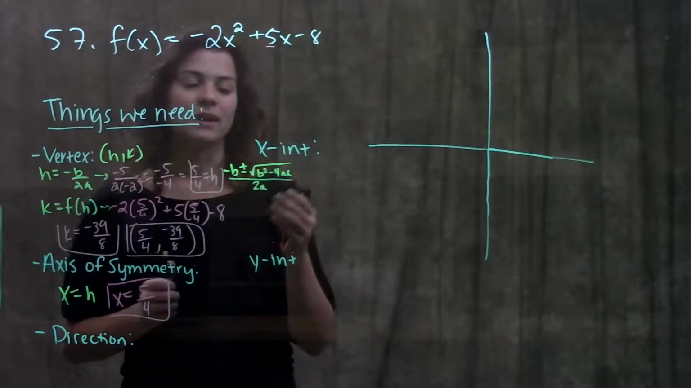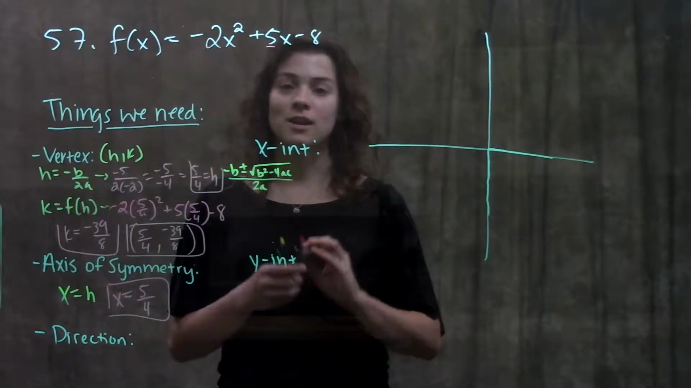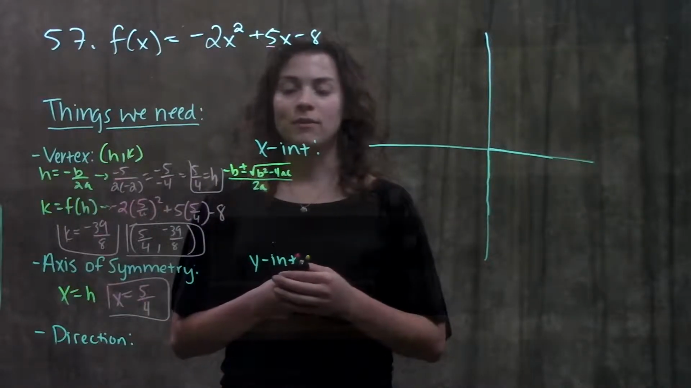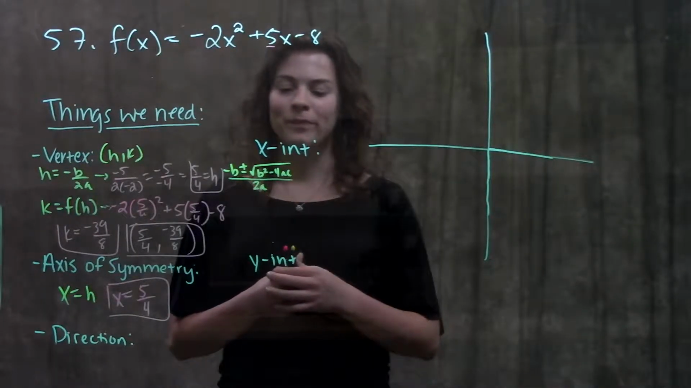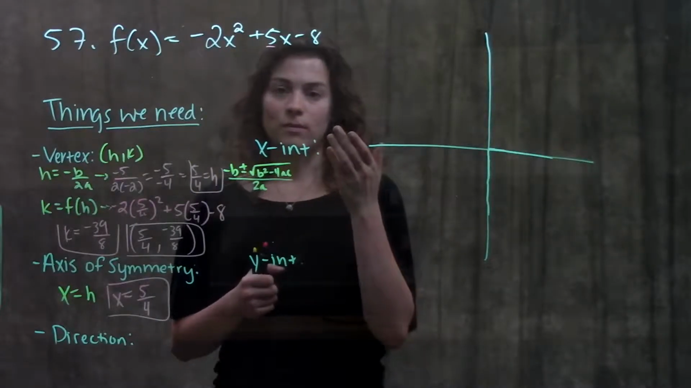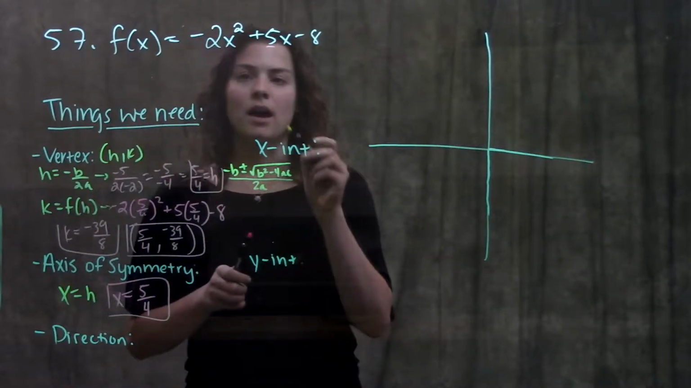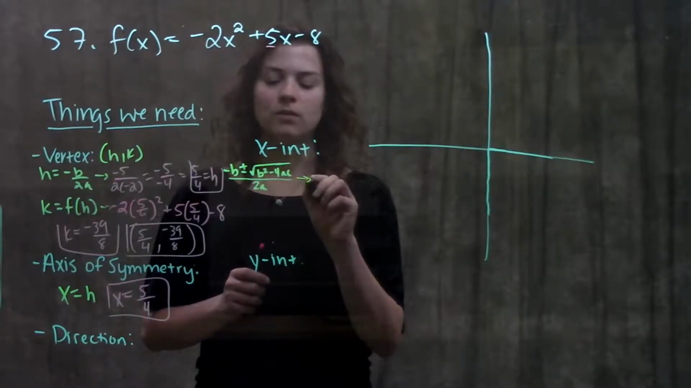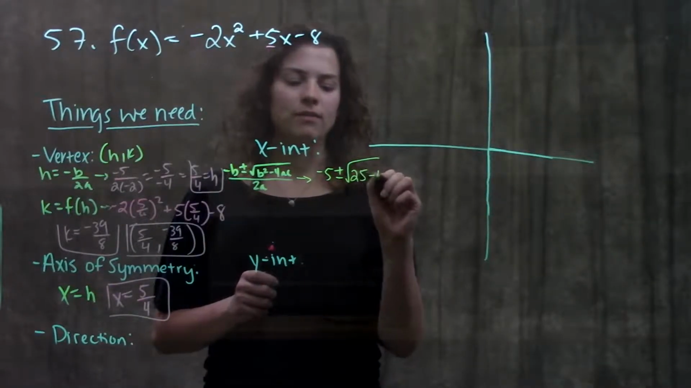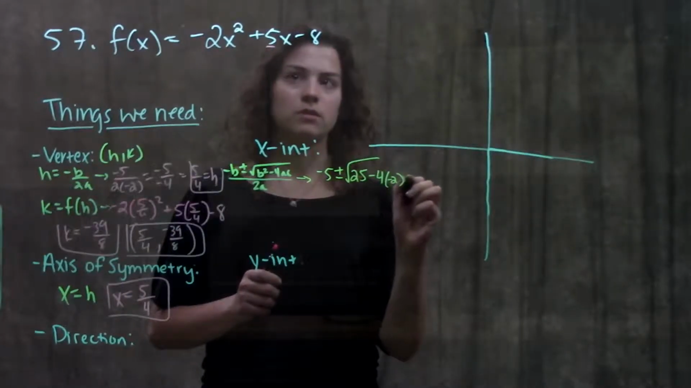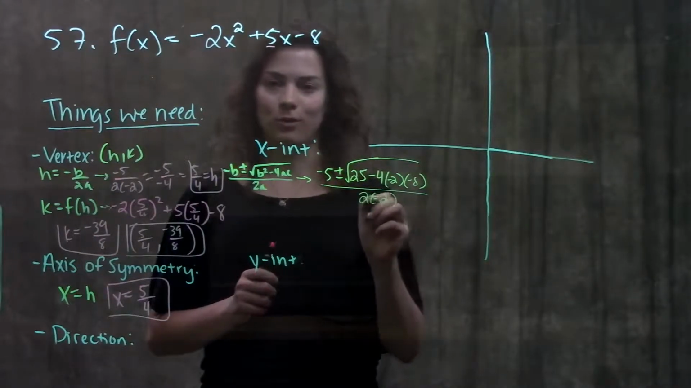Alright, next thing they're asking for is our x-intercept. So there's two ways to find the x-intercept. Either you can factor it and solve for your x's that way, or if it's not factorable that way, you can use your quadratic formula. In this case, we can't factor it, so we're going to plug it into our quadratic formula and see what we get. When we plug all of our values into this quadratic formula, we'll get negative b, or negative 5, plus or minus the square root of b squared, which is 25, minus 4 times negative 2 times negative 8, all over 2a, or 2 times negative 2.